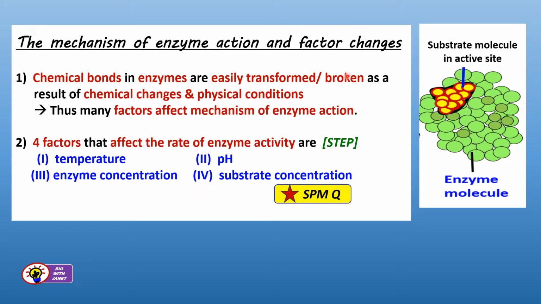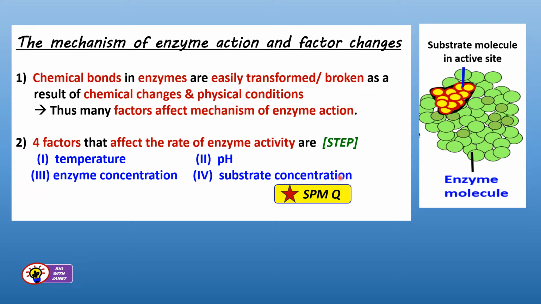Next, the mechanism of enzyme action and factor changes. So chemical bonds in enzymes are easily transformed or broken as a result of chemical changes and physical conditions like changes in temperature. So there are a few factors that affect the mechanism of enzyme action because the chemical bonds in the enzymes are sensitive to changes such as below. So 4 factors that affect the rate of enzyme activity are 1. Temperature, 2. pH, 3. enzyme concentration, and 4.